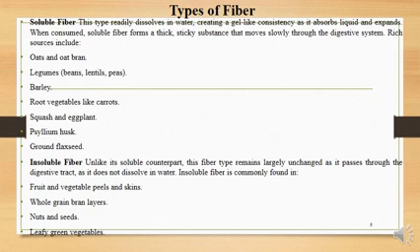While insoluble fiber, unlike its soluble counterpart, remains largely unchanged as it passes through the digestive tract and does not dissolve in water. Insoluble fiber is commonly found in fruit and vegetable peels and skins, whole grain bran layers, nuts and seeds, leafy green vegetables.